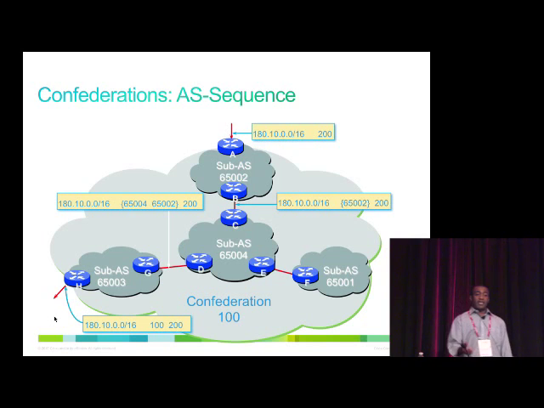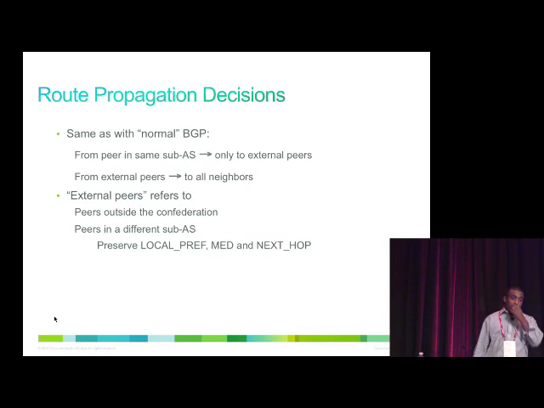And then when it's advertised to the next confederation, it will add an additional confederation ID. But when it is eventually advertised to the outside world, the confederation AS number is replaced with the actual AS number, which is 100. So it's only used for internal purposes.